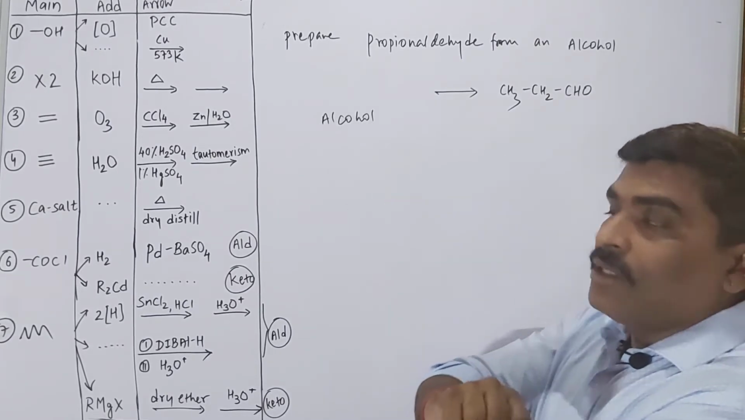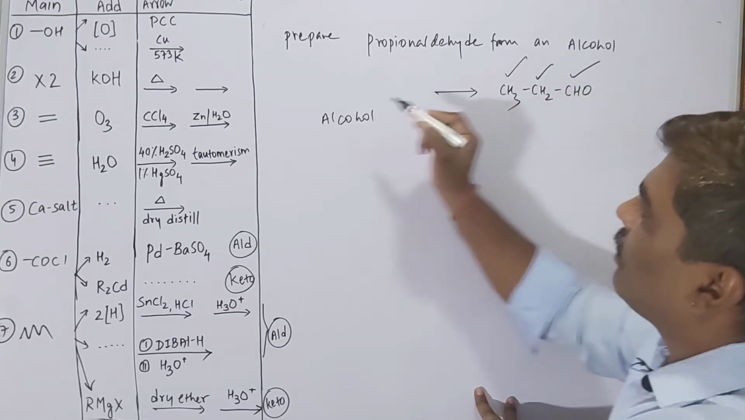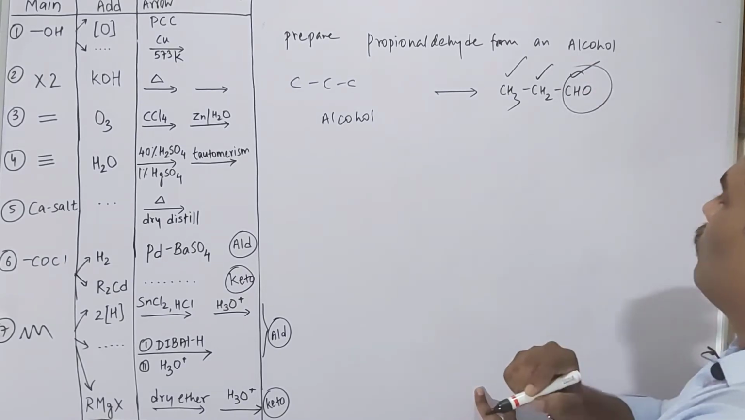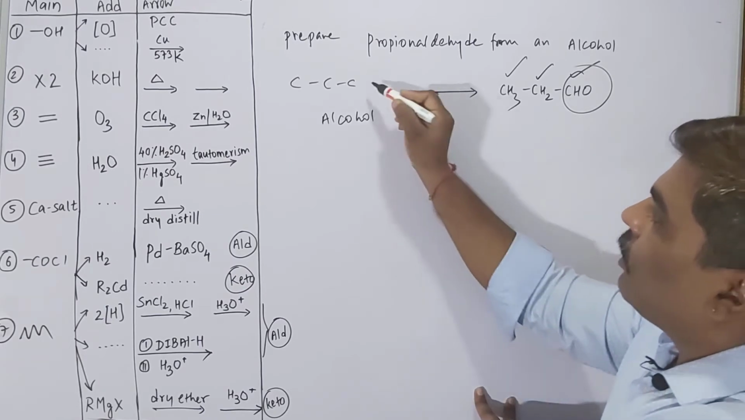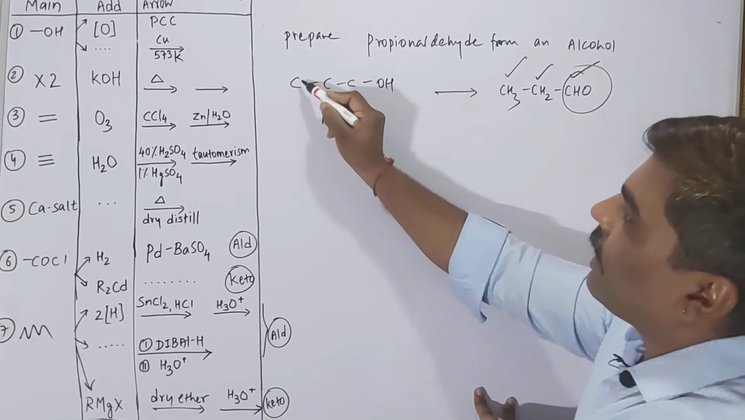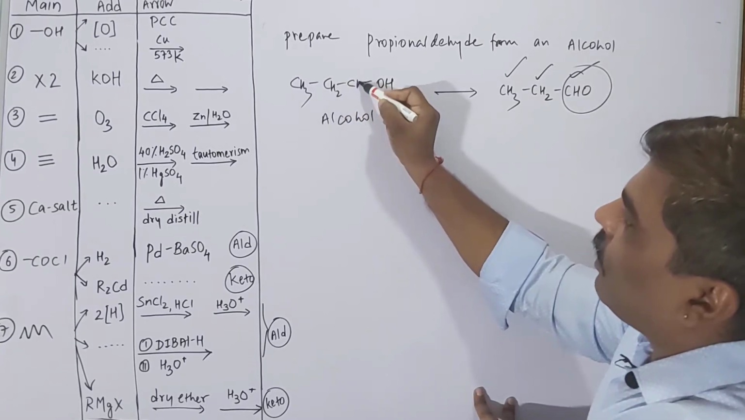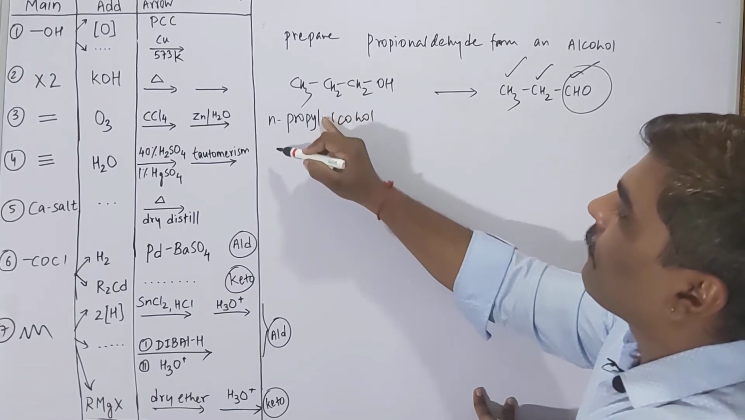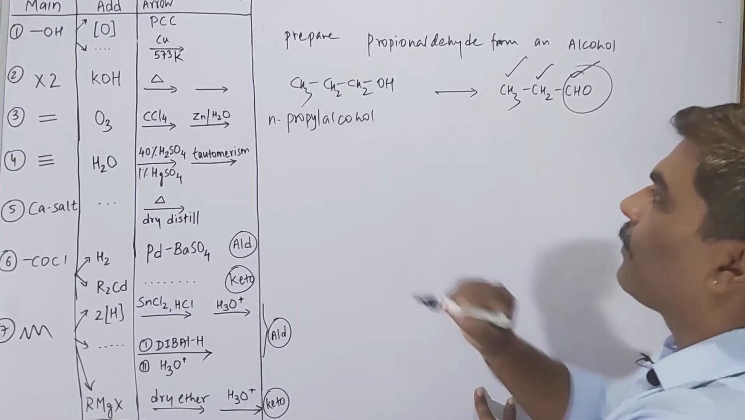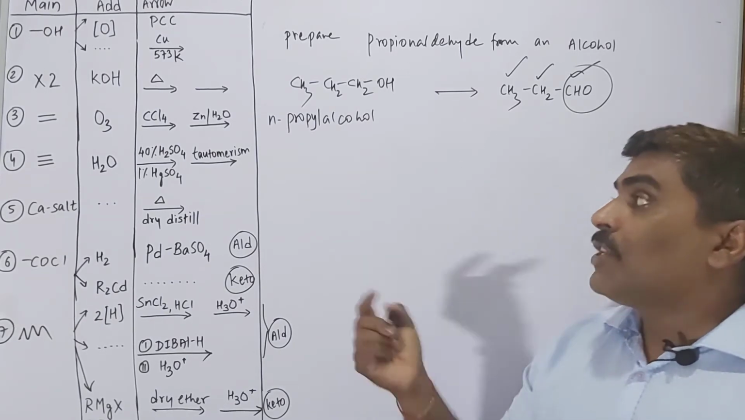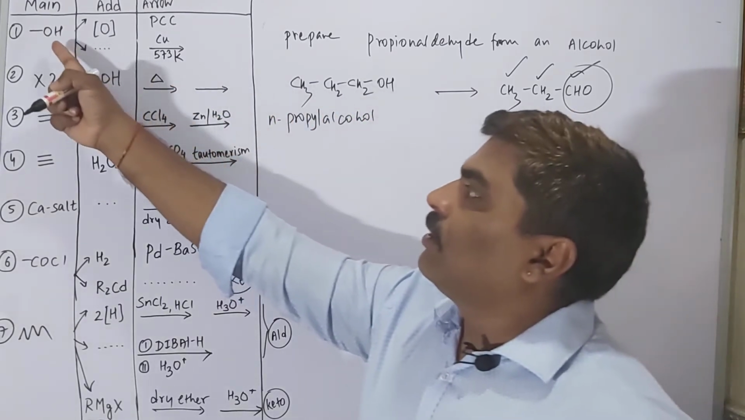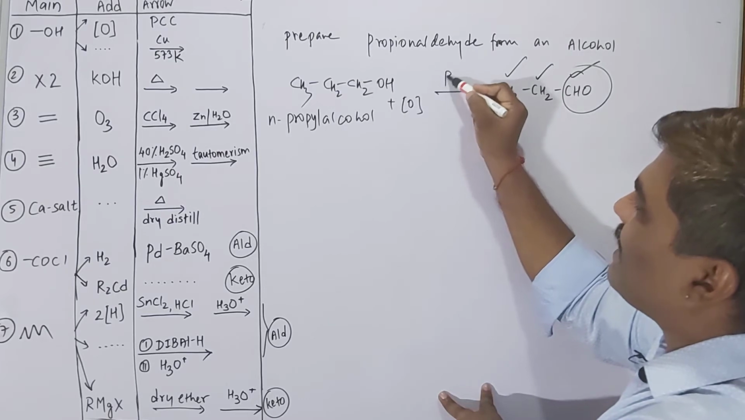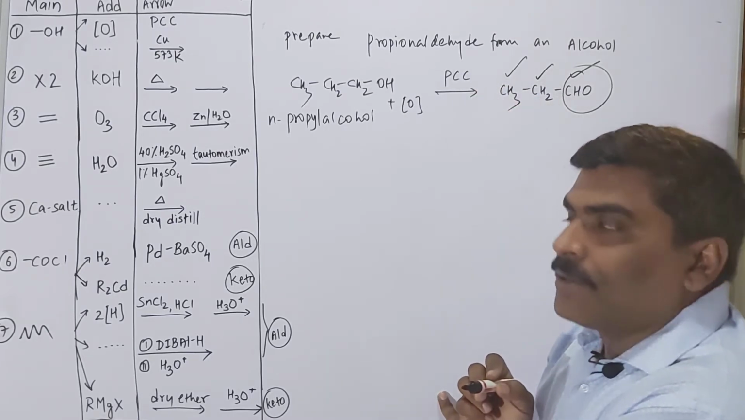So what you can do is just see, 3 carbons are there, so you can write 3 carbons here. And where is the functional group? At carbon number 1. So here also you put your functional group at carbon number 1. So you got your alcohol, which is n-propyl alcohol. Now just see which formula we are going to use. For alcohol, we can put one oxygen here, and this one oxygen is produced by PCC, pyridinium chlorochromate.